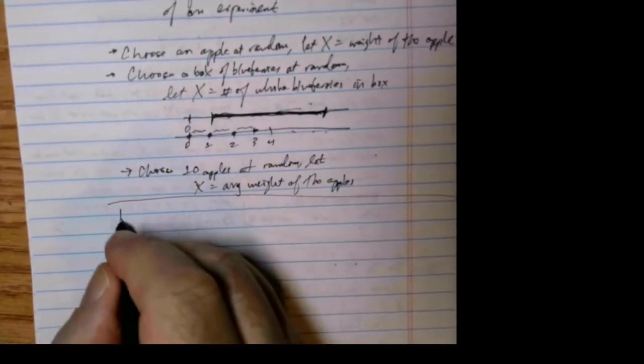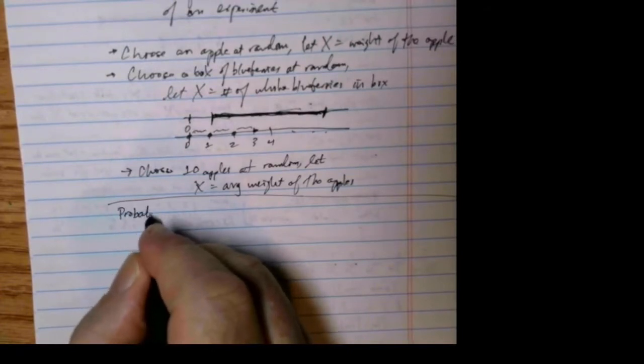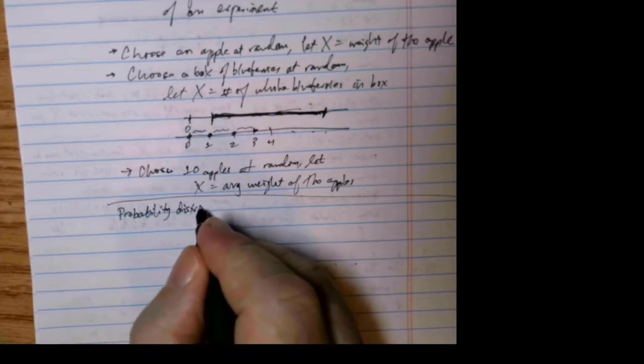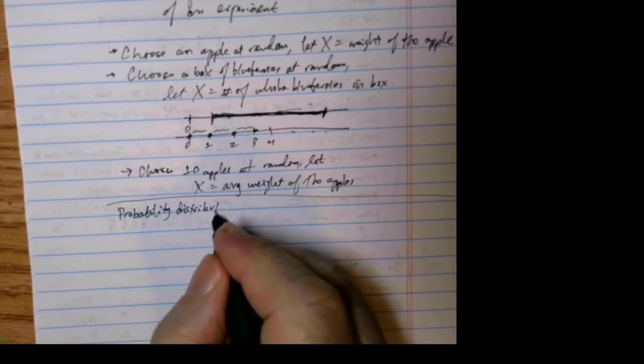Let's talk a little about probability distributions. We're still doing discrete stuff here.